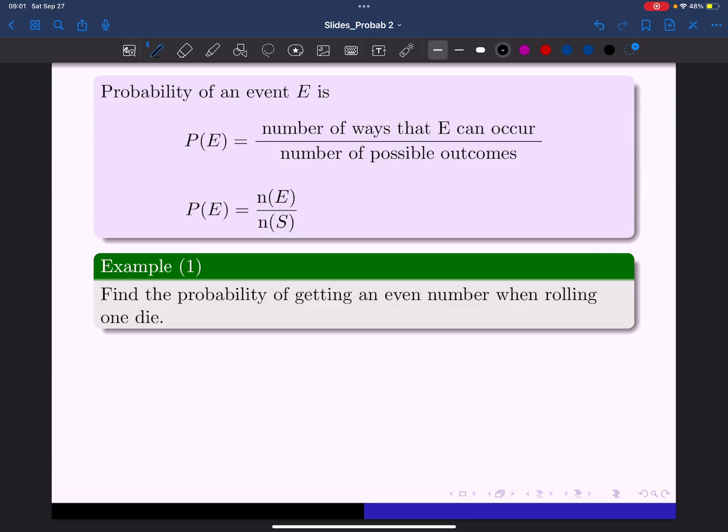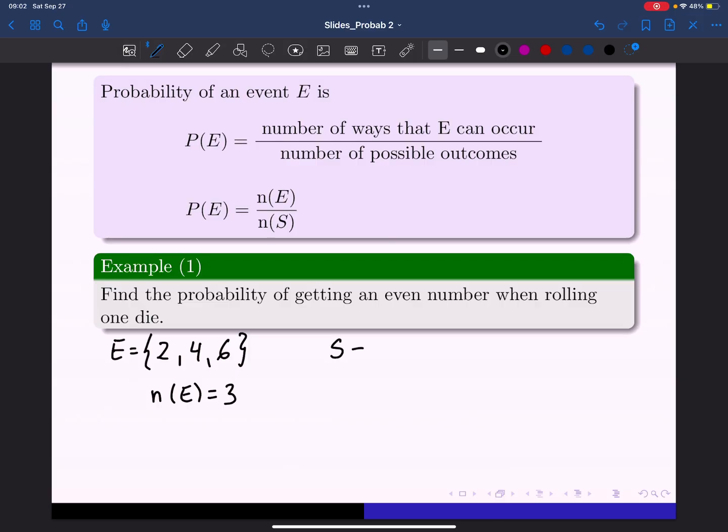We just had that example. So an even number would be 2, 4, and 6. So this was my event E. Now, how many elements do I have there? I have 1, 2, and 3. So the number of elements in E is 3. So N of E is 3.